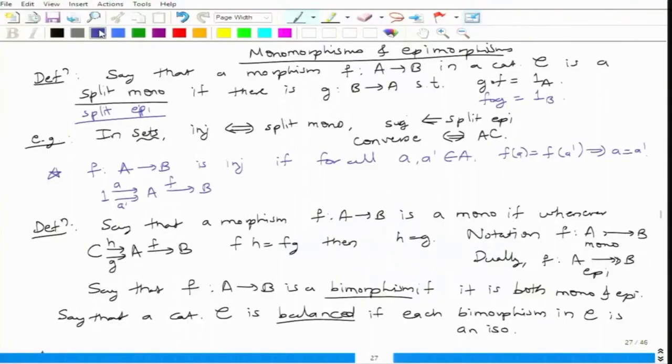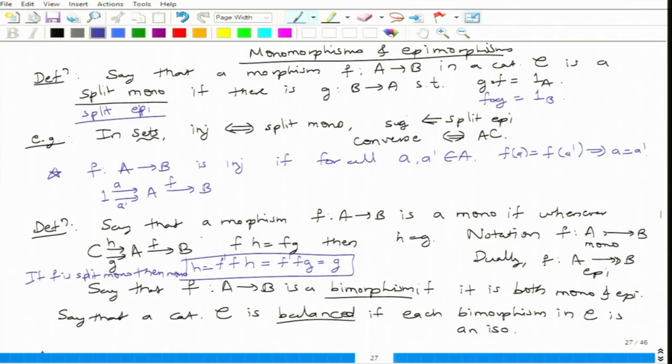I am calling it F prime. So from here you can conclude that F prime FH is equal to F prime FG, and F prime F is identity. So identity composed with H is H, which follows from the axioms of a category. So this is the proof that if F is split mono, then it is mono.